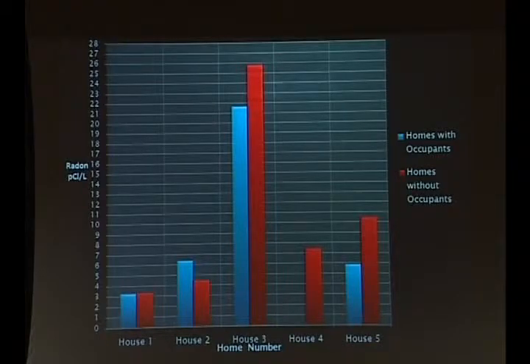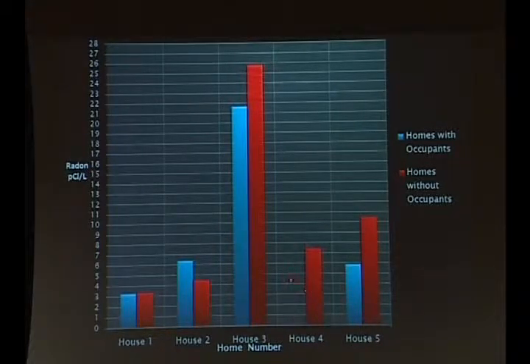This is a chart of our data. Our original hypothesis was only supported by house two. We kind of had an oddity with house one. There was only 0.1 difference in picocuries per liter. That was because while they were gone, they left their heating system on, unlike the other homes. They had house plants and stuff, so they left it on, which I assume kept air flowing, so there really wasn't much of a difference.